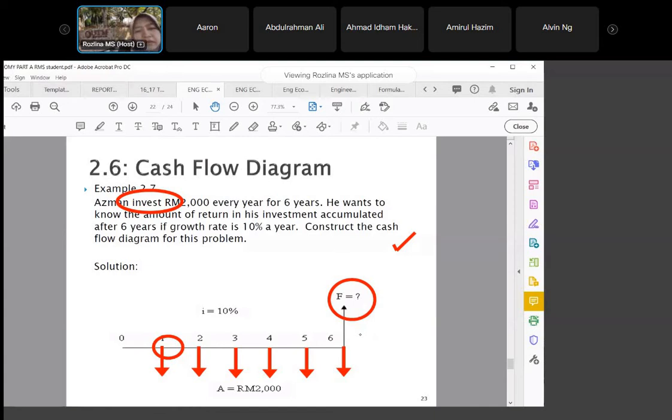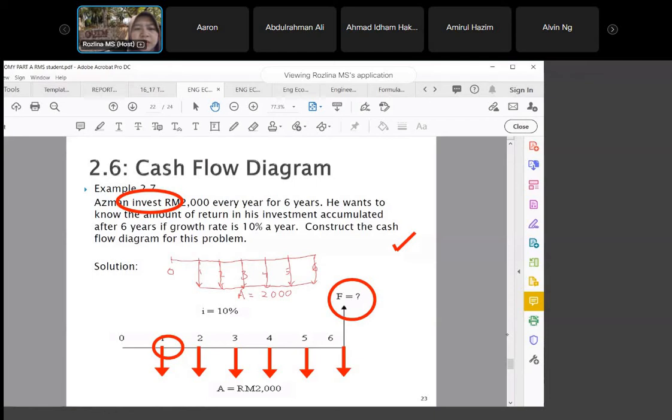So invest. Okay. First you draw the time scale. 0, 1, 2, 3, 4, 5, 6. Okay, so invest 2,000 every year. So first year, second year, fourth, fifth, until 6 years. So you will get A. You can put A here, A equal to 2,000. Okay.